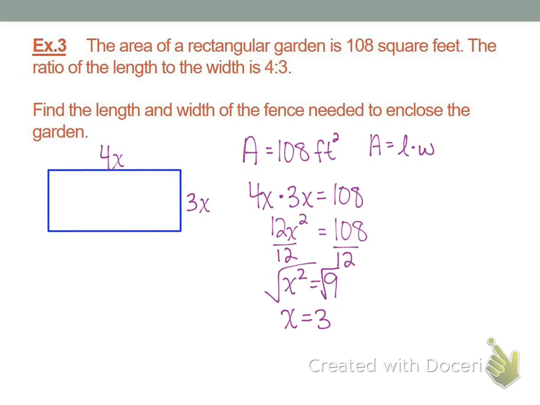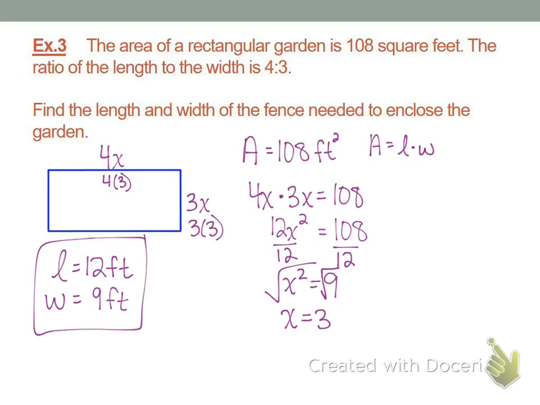Are we all okay with finding x? Are we done? No, they wanted us to find the length and the width. They don't just want x, they want the length and the width. So knowing that x is 3, what do you think the length is? 12. What would my units be? Feet. So we get that by plugging the 3 in for the x. What about my width? 9 feet. Again, we came over here and plugged 3 in for x.